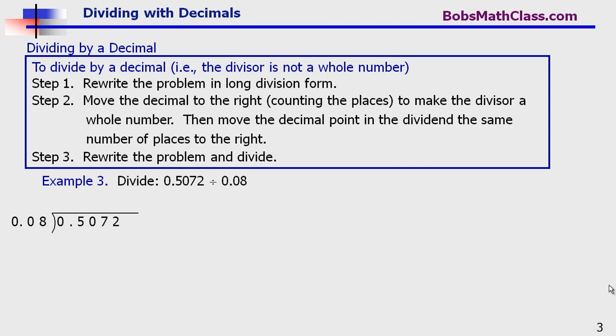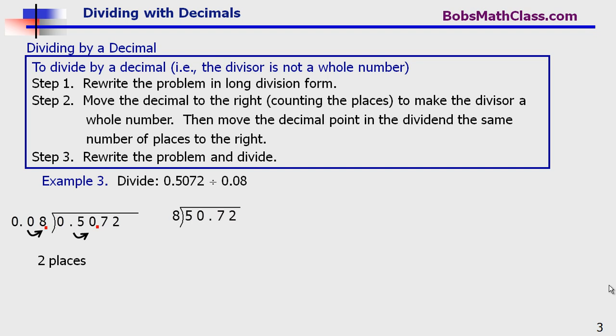Now look at the divisor. It's not a whole number. It's a decimal. So we have to move the decimal point 2 places to the right because we want the decimal point to be after the 8. So now, in the dividend, we got to move the decimal point over the same number of places, which is also 2 places. So now the decimal point is not before the 5, it's between the 0 and the 7. However many places you have to move it over in the divisor, you got to move it the same number of places to the right in the dividend.